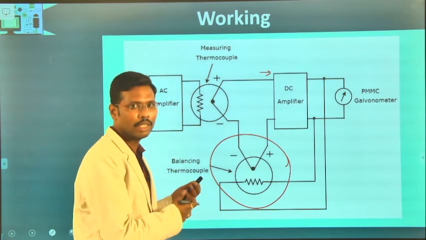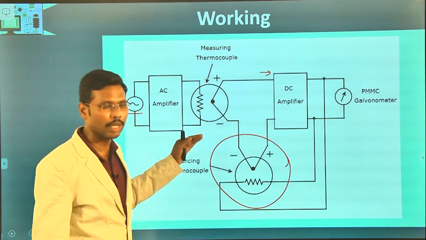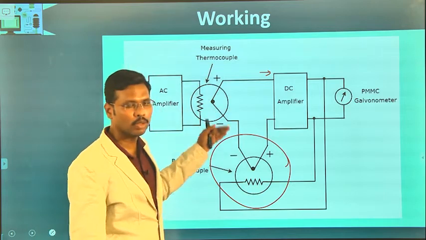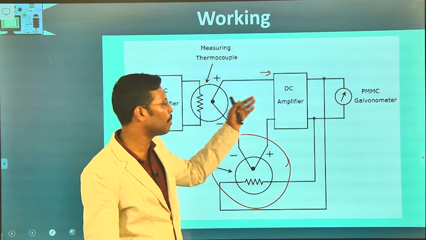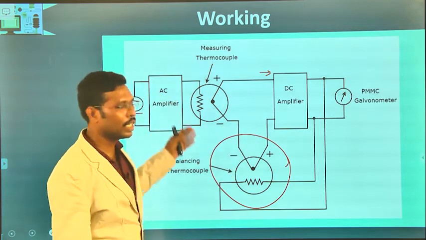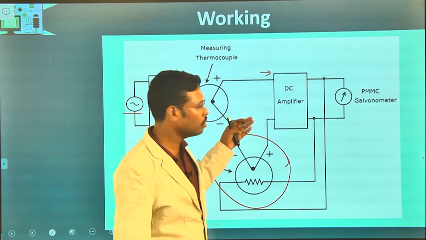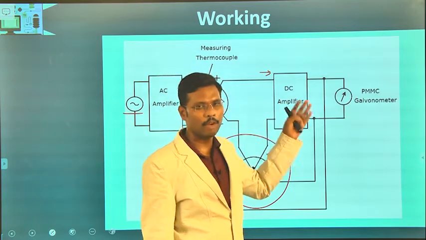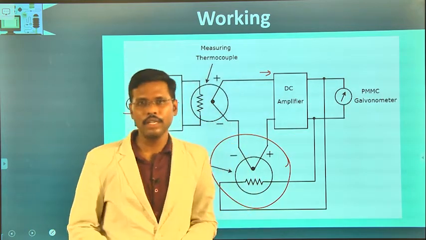So, when room temperature is there, or when both the thermocouples are at constant temperature, the outputs will be equal. So, the output difference of these two thermocouples is given as input to the amplifier. As both signals are equal, the difference error will be 0. So, the amplifier will not have any input signal. So, obviously, the output of the amplifier will be 0. Accordingly, the PMMC galvanometer will display a 0 reading.